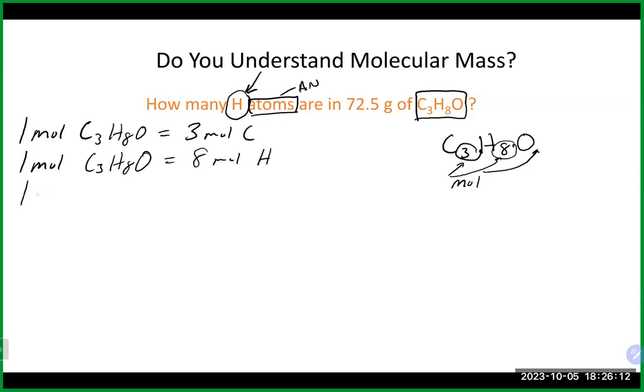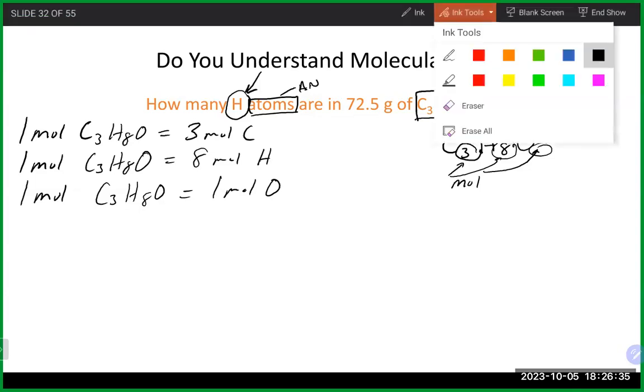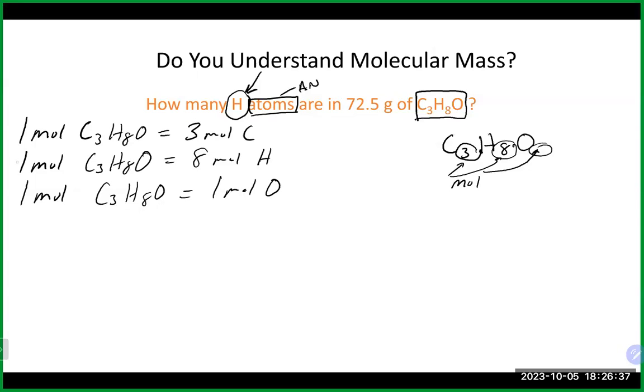And I could also have a relationship in 1 mole of the entire thing. That would get me 1 mole of oxygen, which obviously is no number written right there. So we could actually use the formula itself as a conversion factor to go from the whole thing to just whatever element we're interested in. And obviously in this problem here, we are interested in hydrogen. So we would be interested in this relationship here.